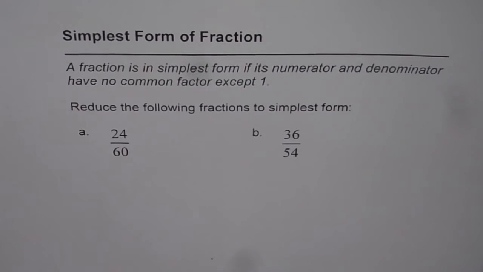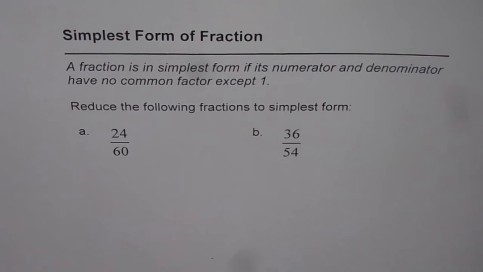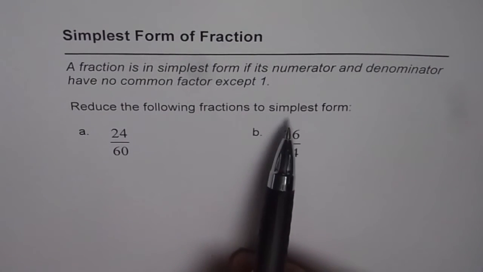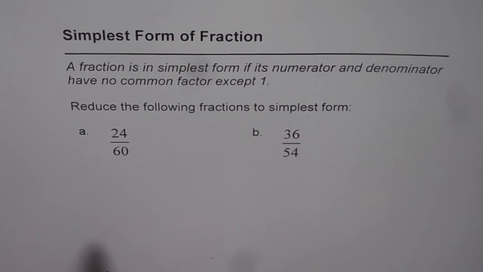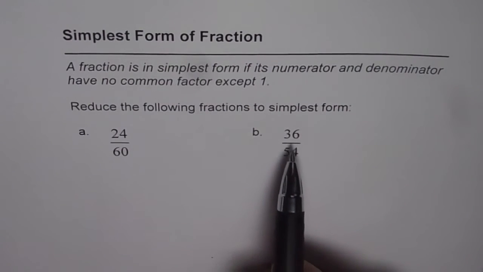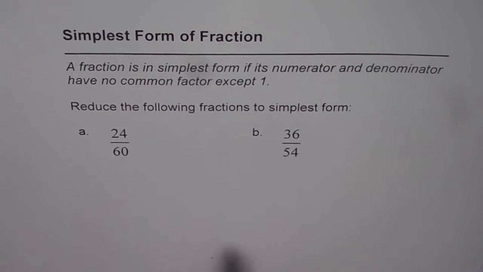Let us try to understand how to reduce a fraction to its simplest form. A fraction is in simplest form if its numerator and denominator have no common factor except 1. Now the question here is, reduce the following fractions to simplest form. We have two examples here. One is 24 divided by 60. The other one is 36 divided by 54.